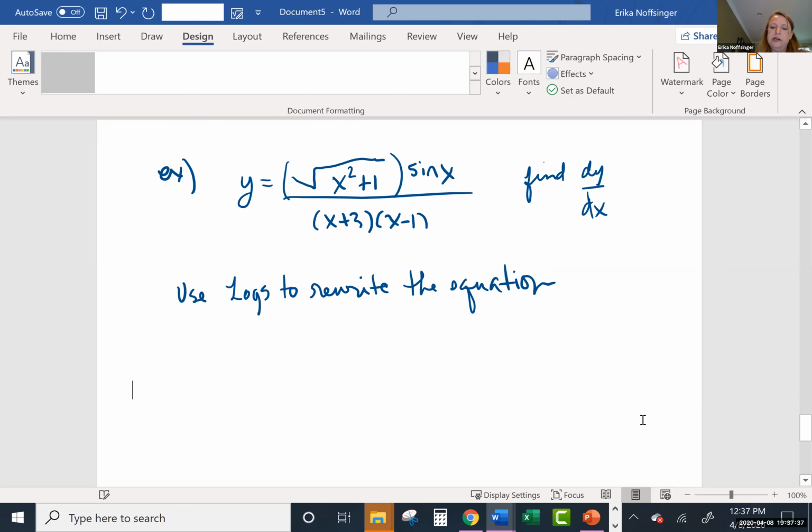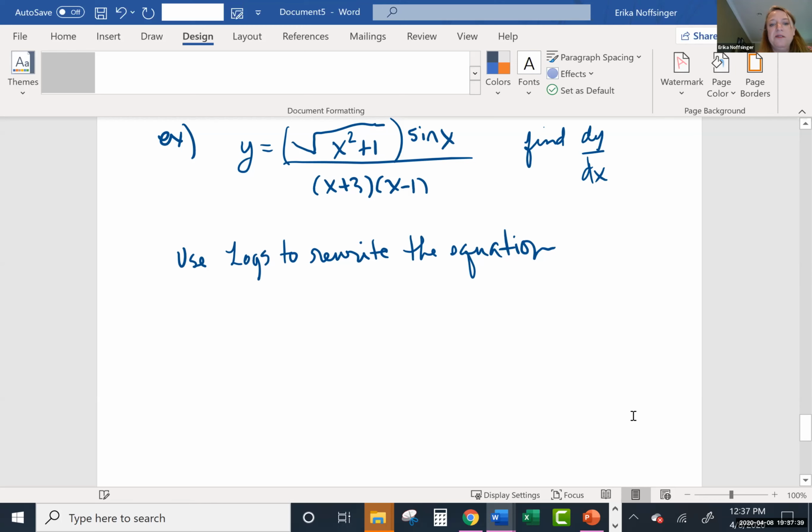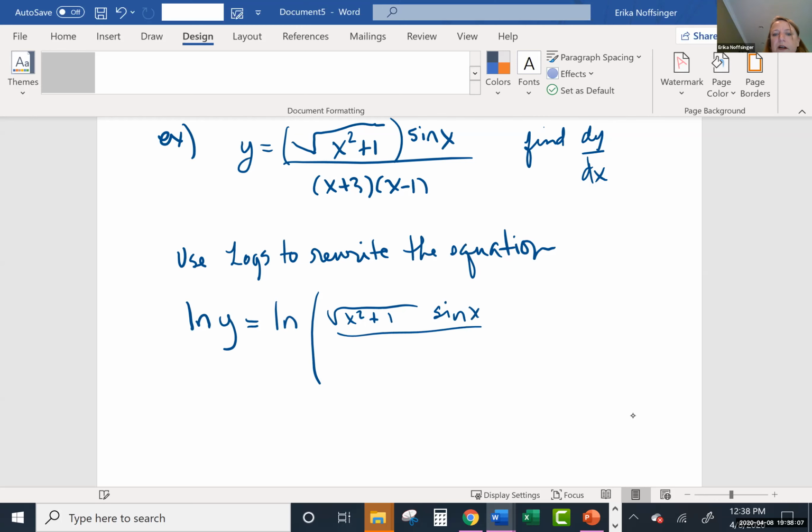And so if we took the log of both sides, I want to take the natural log just because I know if my log is not base e, then there's a little bit more to the derivative, where it was easier to take the derivative of a natural log than any other base of a log. So I'm going to take the natural log of the left, which is y, is equal to the natural log of the right, which is the square root of x squared plus 1, sine of x, all over x plus 3, x minus 1. So I get the natural log of y is equal to.